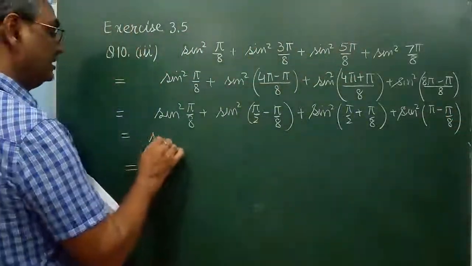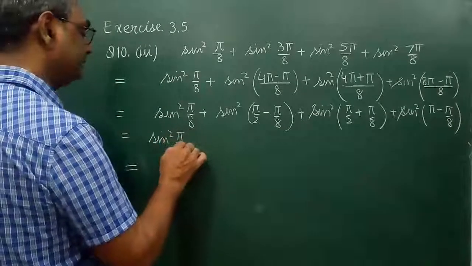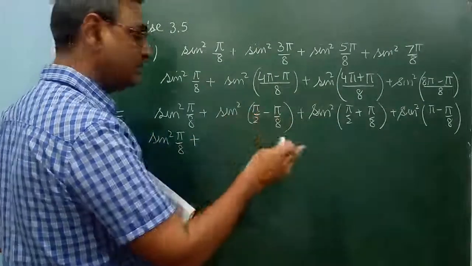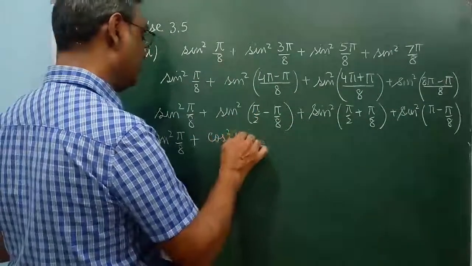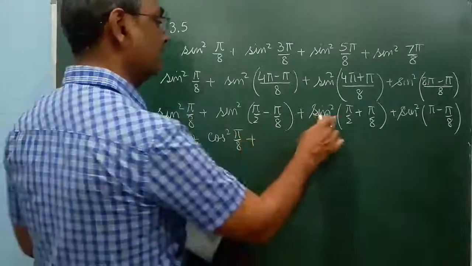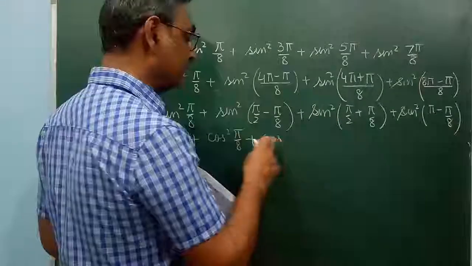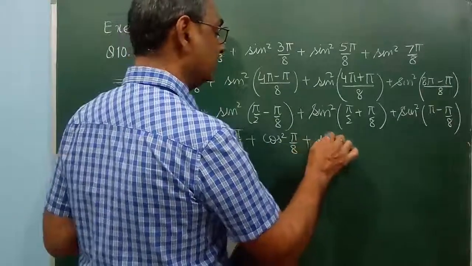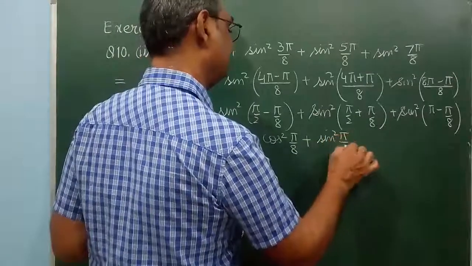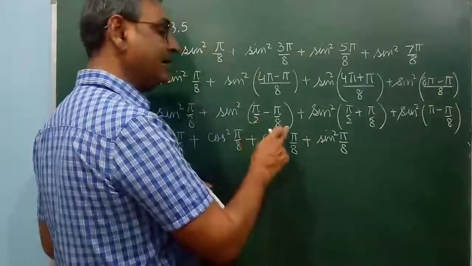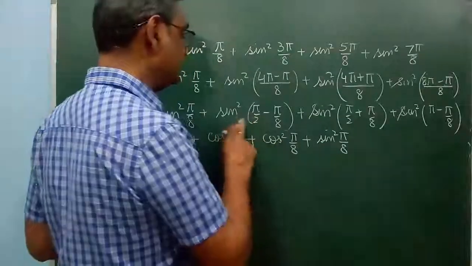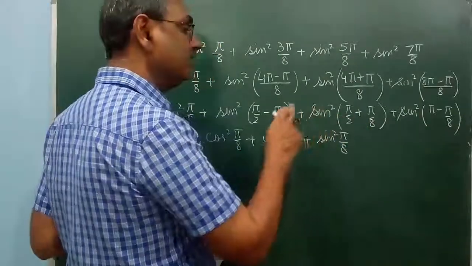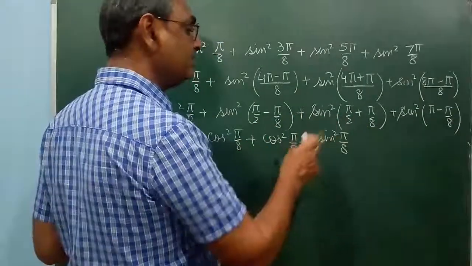This is sine square pi by 8 plus sine square 90 minus theta. Sine 90 minus theta is cos theta. So cos square pi by 8 plus this is cos square, so it will be cos square pi by 8 plus sine square pi by 8. 90 plus theta or 90 minus theta will change the function. So here sine 90 minus theta is cos theta. Sine 90 plus theta is again cos theta because this is second quadrant.